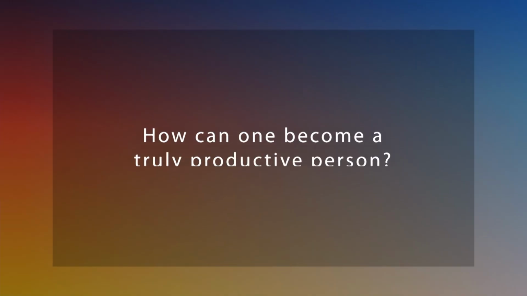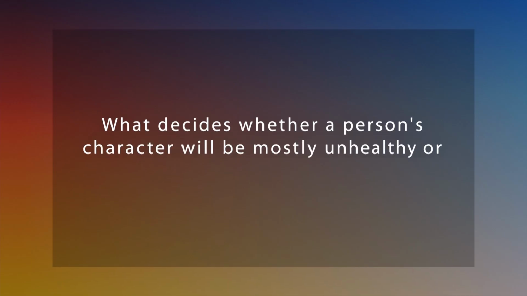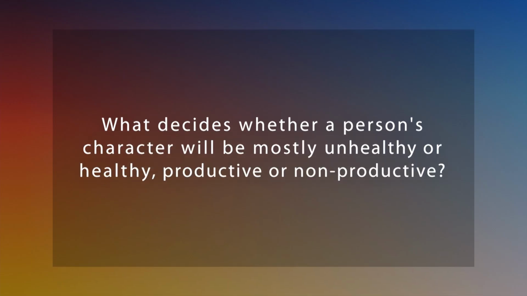It has to do in general with how strong the productive orientation is. The stronger it is, the more effective it will be at changing unfavorable aspects of unproductive orientations into more palatable ones. Regarding Fromm's interpretation of healthy personality, one further query must be raised. How can one become a truly productive person? What decides whether the person's character will be mostly unhealthy or healthy, productive or non-productive?